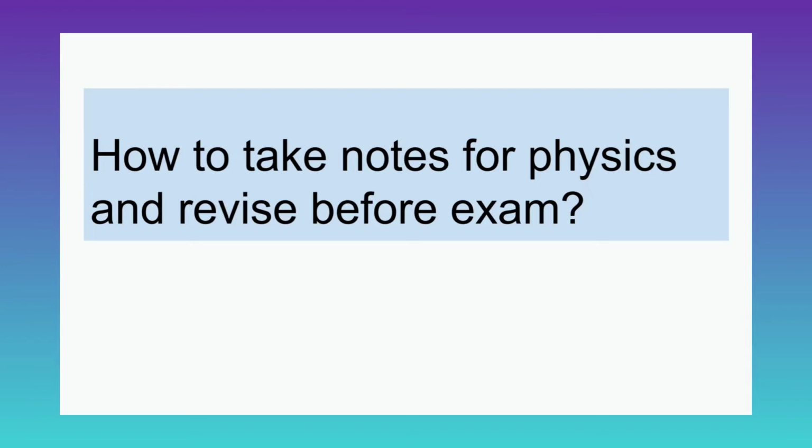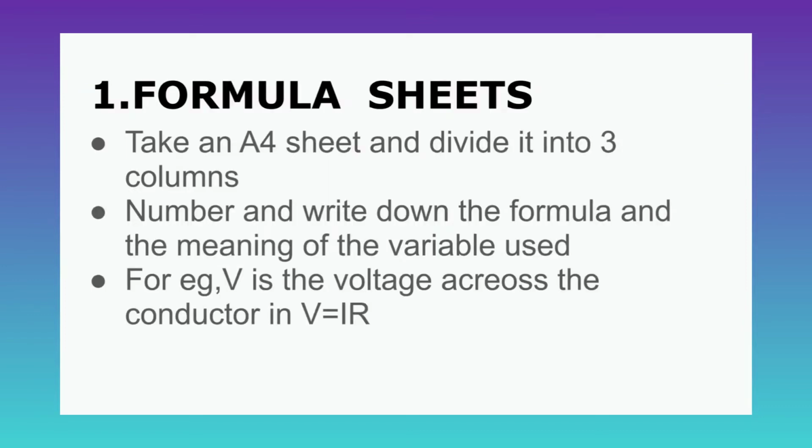So let's get started. The first one is writing and listing down the formula sheets. Take an A4 sheet when you start off with a lesson, after you're clear with every concept. Divide it into three columns, and then number and write down the formula. For example, if you're starting off with the current electricity chapter, start with the basic formula. Along with the formula, mention the meaning of the variable which is used.